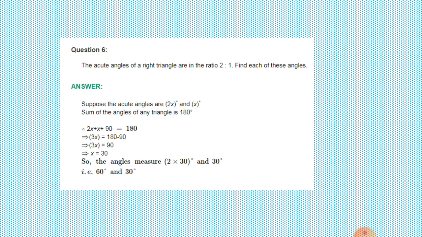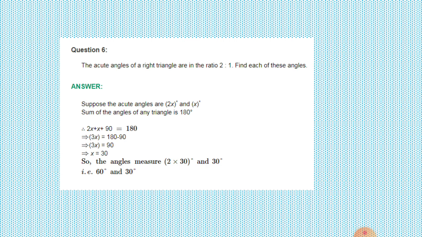So 2x plus x is 3x. 3x plus 90 degrees is equal to 180 degrees. 3x equals 180 minus 90, 3x equals 90 degrees. So x equals 90 divided by 3, so 30 degrees. The angles measure 2 into 30 degrees, which is 60 degrees, and 30 degrees.